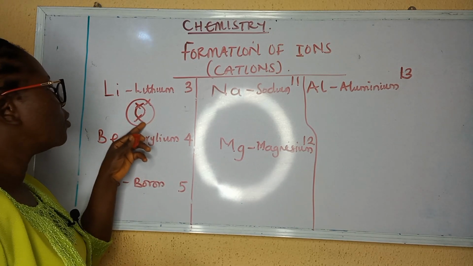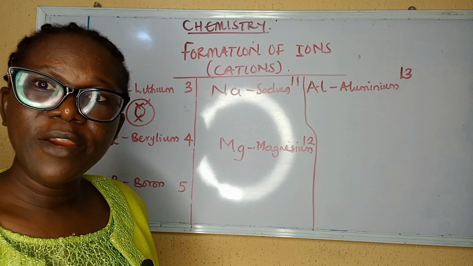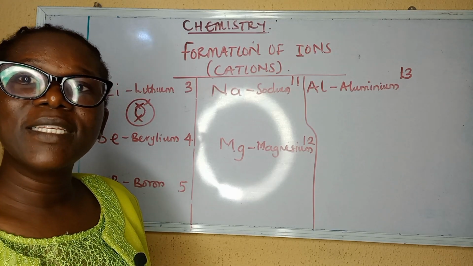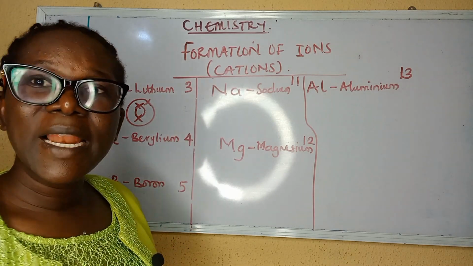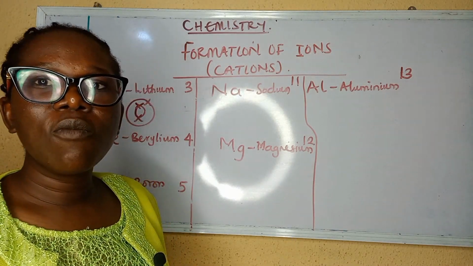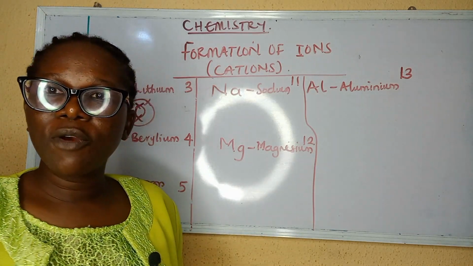So in this case, lithium is in need of 7 more. It needs to gain 7, but it's very, very difficult to gain 7. Rather, it's easier giving out 1. Such an element gives out electrons easily. They become positively charged and they become ions. They change from atoms and then they become ions.